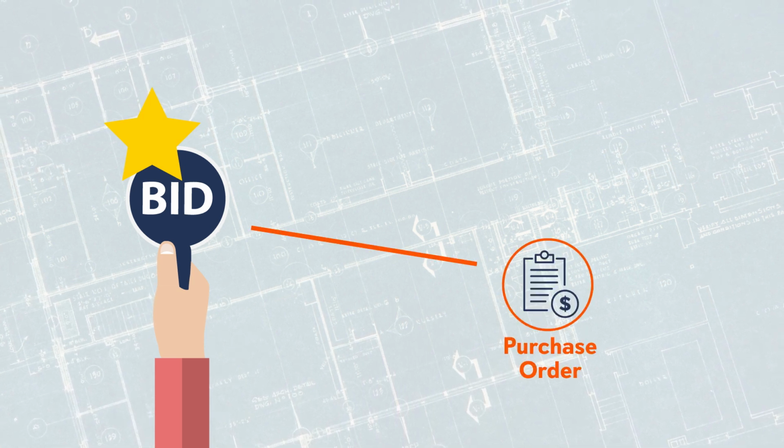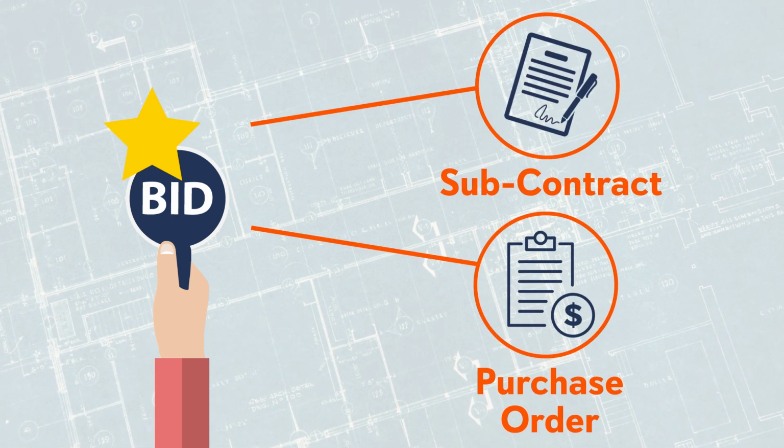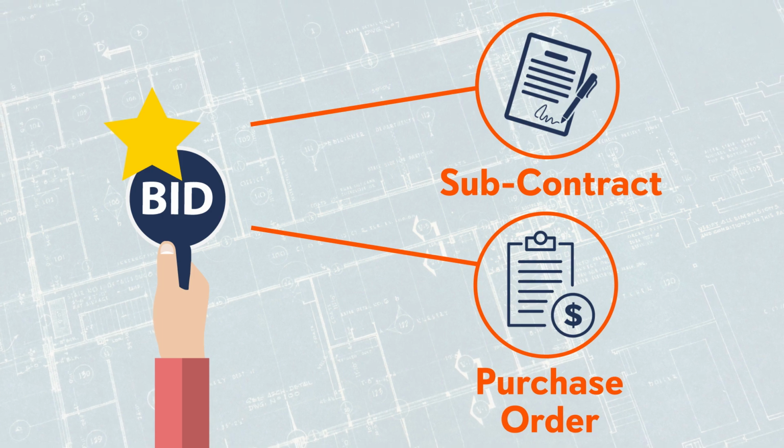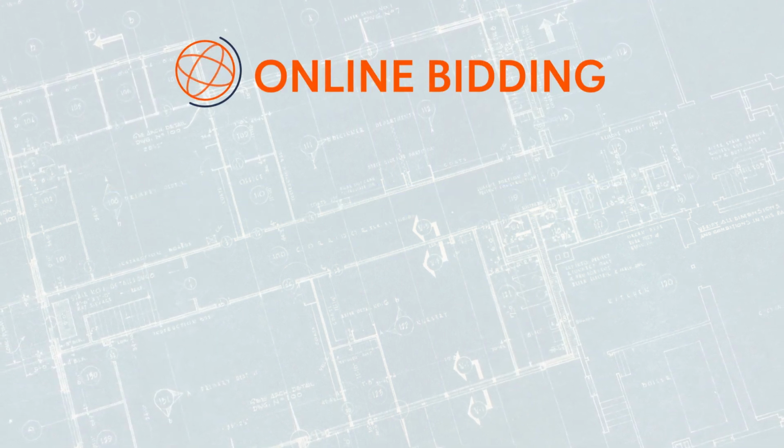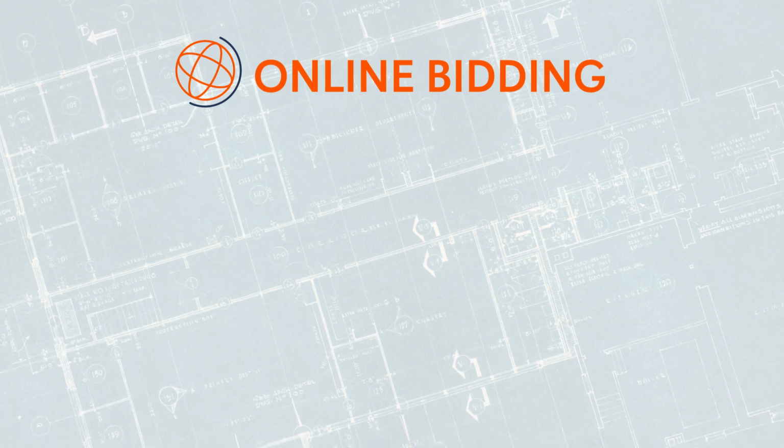Once the winning bid has been selected and the job has been awarded, it's easy to turn those bids into purchase orders or subcontracts. Automatically generate these documents all without double data entry. With our online bidding feature, you can do super fast bidding for all of your subs.